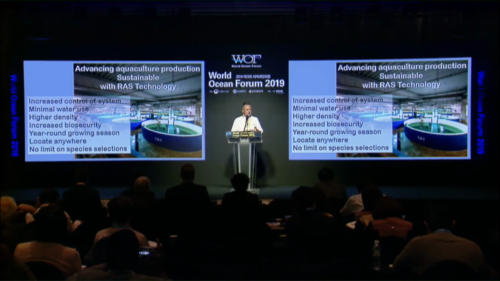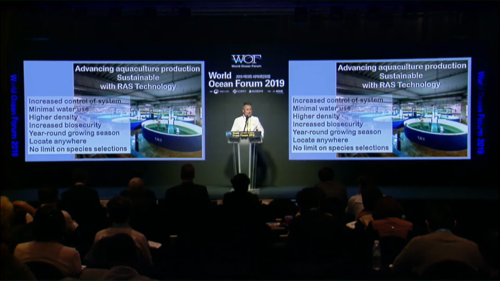And we've increased our density. So we've gone from maybe 10 kilos per cubic meter up to 60, 80 kilograms per cubic meter using recirculating technology, right? We've increased biosecurity. We have a year-round growing season. We pretty much can locate anywhere, and we have no limit on our species of selection.